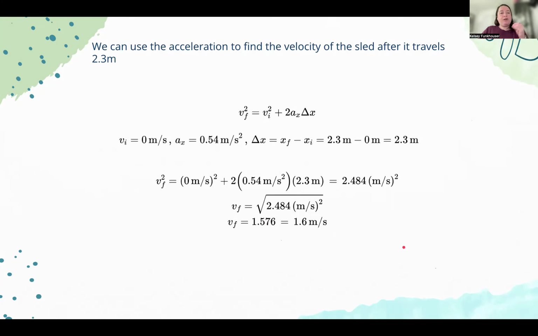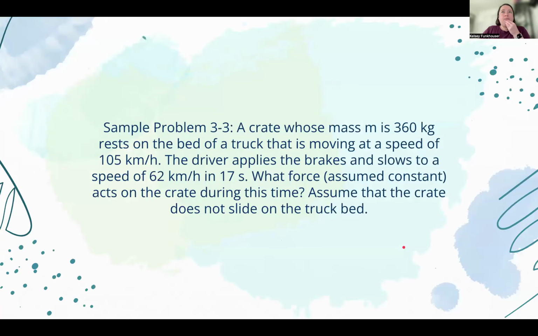Okay, so now we're going to do another example. This one says a crate whose mass M is 360 kilograms rests on the bed of a truck that is moving at a speed of 105 kilometers an hour. The driver applies the brakes and slows to a speed of 62 kilometers an hour in 17 seconds. What force, assumed constant, acts on the crate during this time? Assume that the crate does not slide on the truck bed.